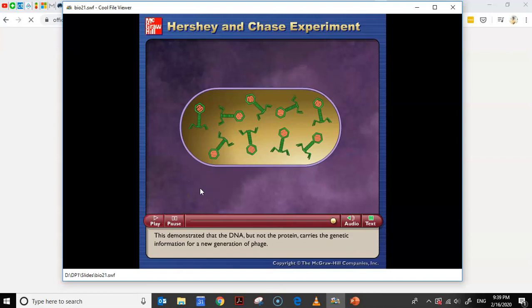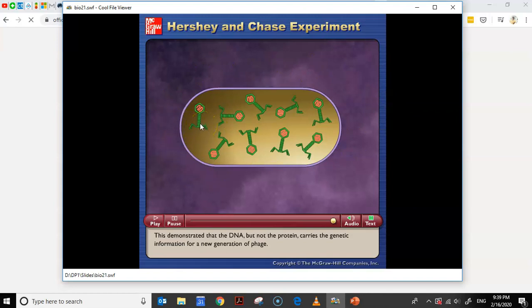Okay, if you watched the video, maybe for the first time it's a little confusing, but you need to watch several times in order to catch up with what is going on. Basically, the idea is that they use two types of radioisotopes in order to differentiate between DNA and protein. The experiment is conducted using phage. This is phage. Phage is a type of virus that attacks bacteria.